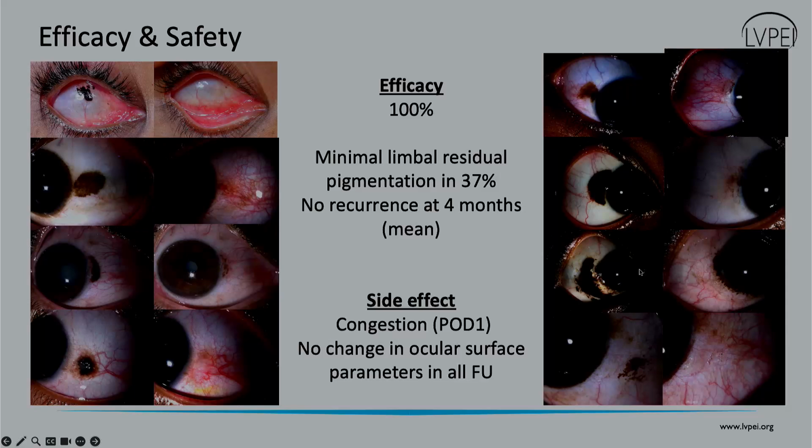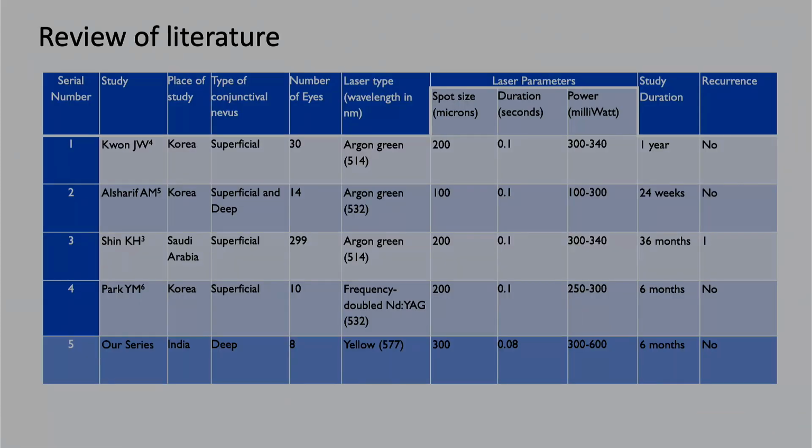By calling it effective, I mean that on applying the laser, the lesion was coming off nicely, but the limbal residual was there for 3 patients because we purposely didn't laser the limbus. There was no recurrence at 4 months follow-up. Apart from some congestion on POD1, there were no changes on the ocular surface in all the parameters that we studied.